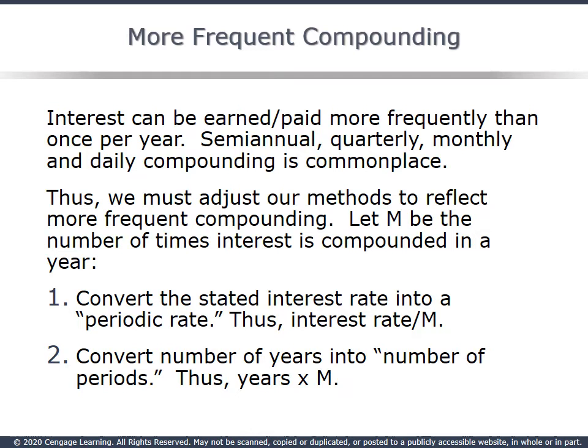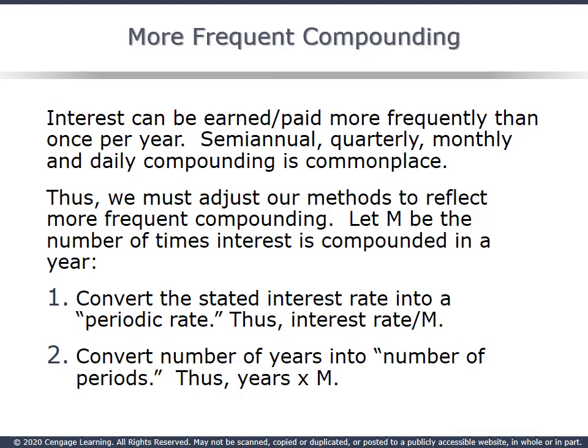Now we need to think about a rate per period. Not a rate per year, but a rate per period, or a periodic rate. So we're going to take the stated interest rate in our problems and divide by m. That's what we enter into our calculators, that periodic rate, the interest rate divided by m. We are also going to have to alter time, the time that we enter into our calculators.